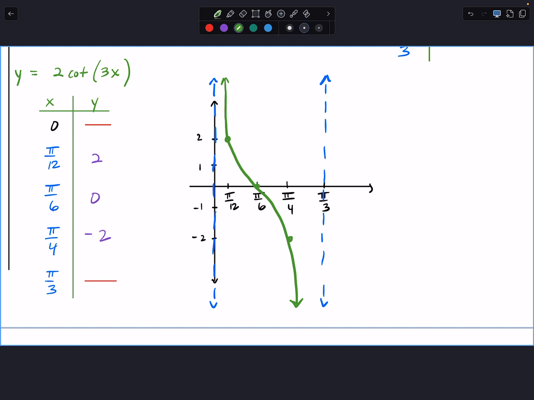What is my domain going to be? Where are my asymptotes happening at every what? Every pi over 3. Okay, so how am I going to write that? The domain's going to be all x such that x cannot equal k pi over 3. What's my disclaimer for cotangent, where k has to be what? An integer. K is any integer. And then what's my range? All real numbers. Okay.